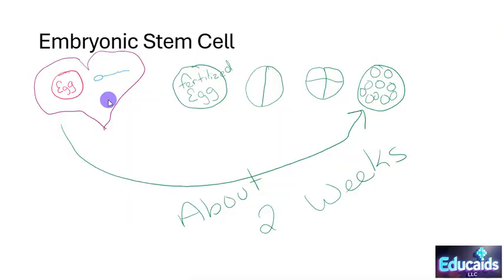So in embryonic stem cells, once upon a time you have an egg and a sperm and they get together. And when that happens, you get a fertilized egg and then it divides and divides and divides again. And that's all it does is divide and divide and divide. And it takes about 2 weeks before any differentiation happens. So this cell division is super, super fast. So this is an embryonic stem cell, meaning that these cells can then grow up to be absolutely anything.